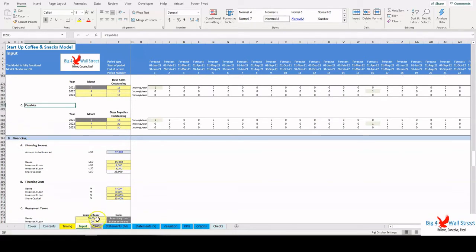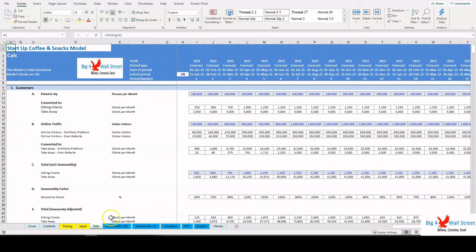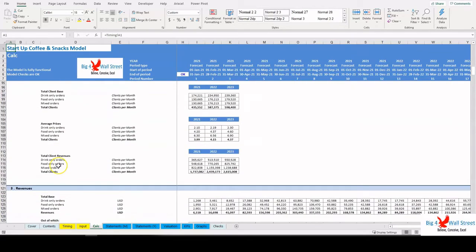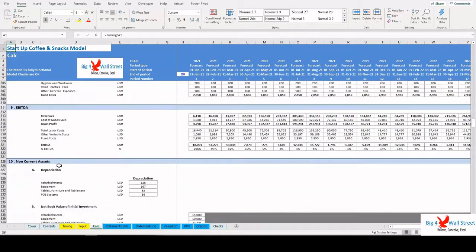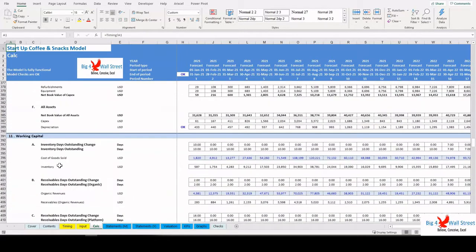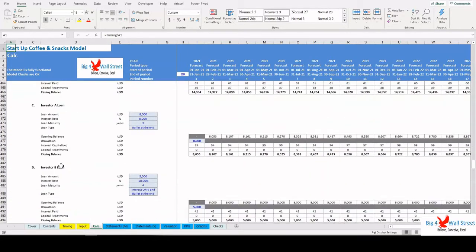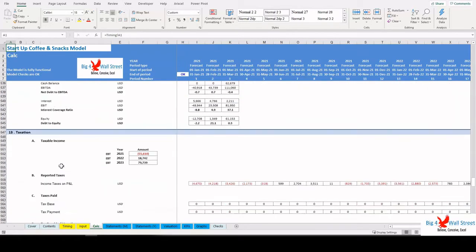On the Calculation tab, all calculations are performed instantly without the need of an Excel macro. The calculations follow the same logical flow as in the Inputs tab. As already mentioned, no inputs from the user are needed here, as all the inputs are fed in the yellow cells on the Inputs tab only.